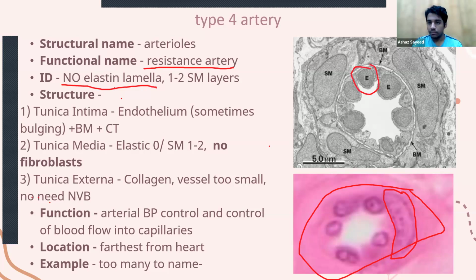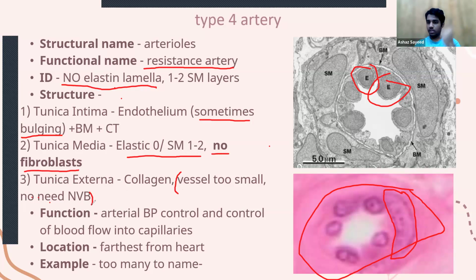So there's the endothelium and it bulges. During vasoconstriction, what happens is the flat endothelium becomes engorged to decrease the vessel diameter. That causes vasoconstriction. Again, no elastic layers, 1 to 2 smooth muscle layers, and it has no fibroblasts at all.